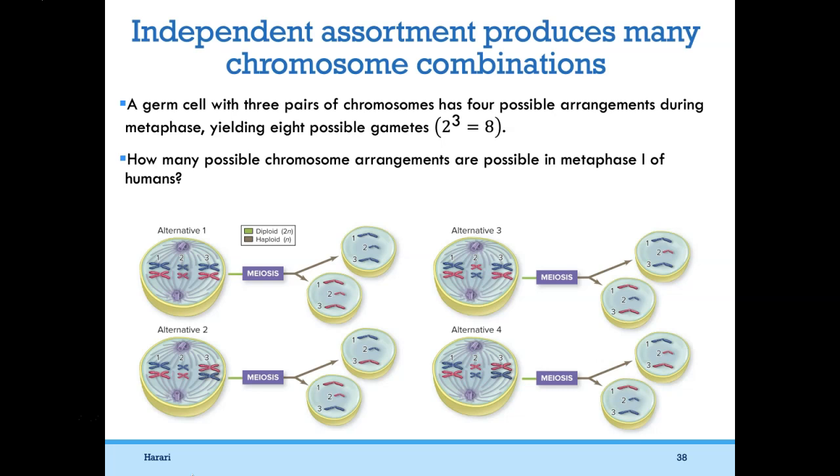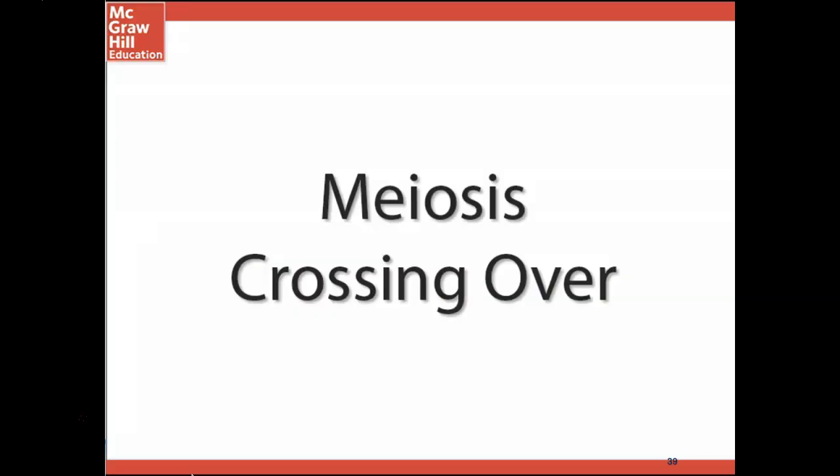How many possible chromosome arrangements are possible in metaphase I of humans? That would be 2 to the 23rd power. So chromosomes have over 8 million different ways to combine. And this is without taking crossing over into consideration. So I hope now you're starting to understand how we're achieving this genetic diversity in meiosis as we produce these sperm or egg. So take a look at this video now.